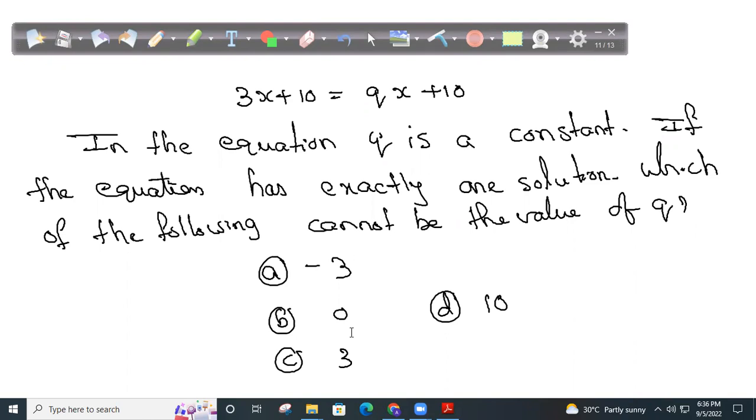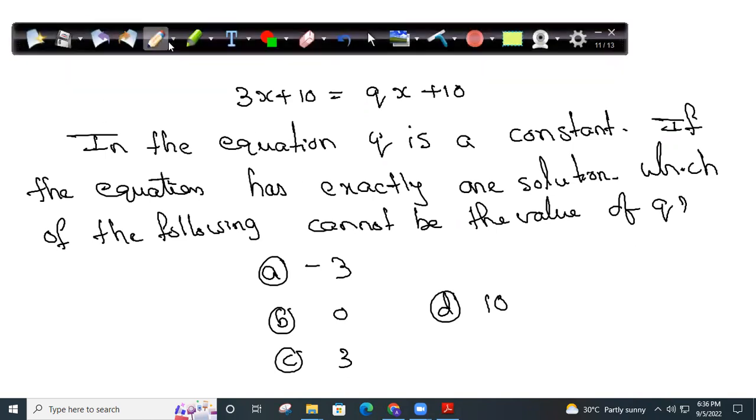So what I told you: it has exactly one solution means A should not be equal to C. So Q can be any value except 3. So it cannot be 3. So the answer is C for Chennai.